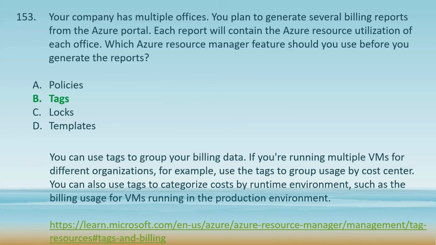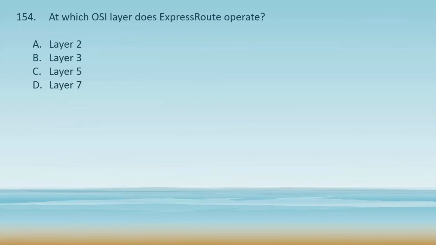Let's move to the next question. At which OSI layer does ExpressRoute operate? Your options are layer 2, layer 3, layer 5, layer 7. And the correct answer in this case is layer 3. It operates at the network layer, which is layer 3 of the OSI model.